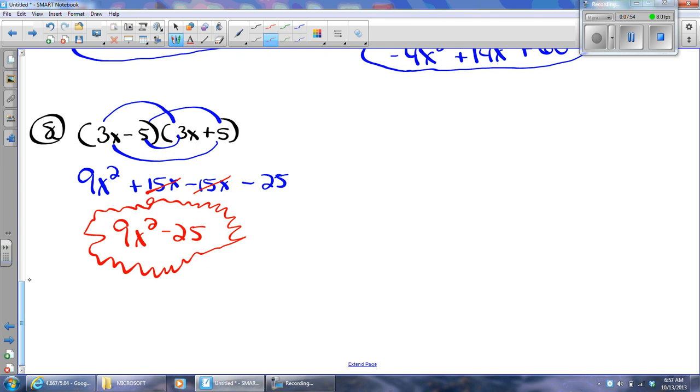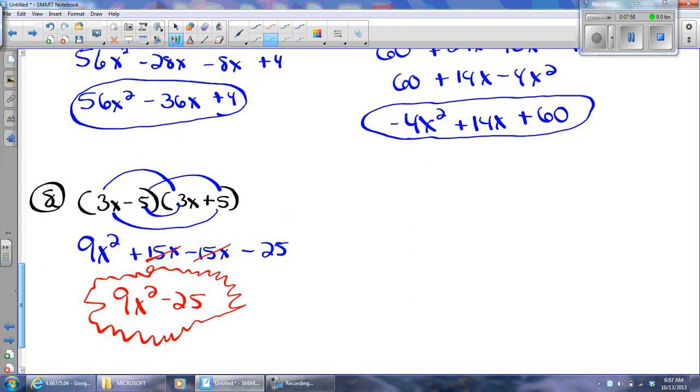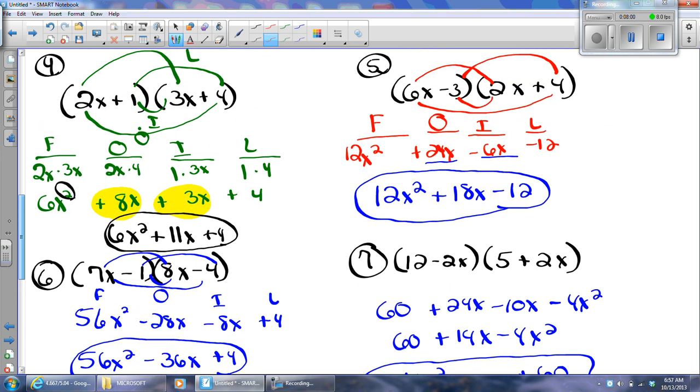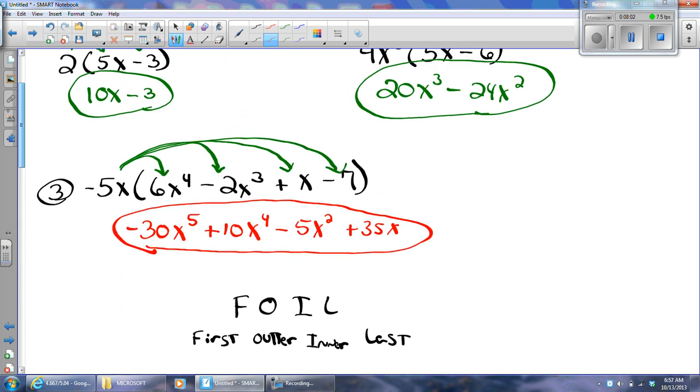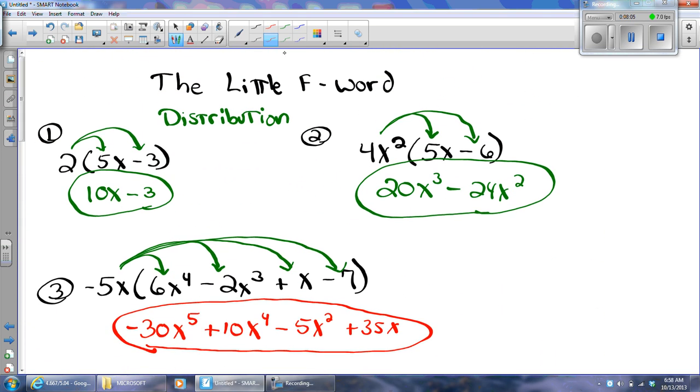All right, well, that is the little F word, or foiling. If you need to rewatch it, go ahead. But it shouldn't be too difficult. You're just double distributing. You're distributing twice.